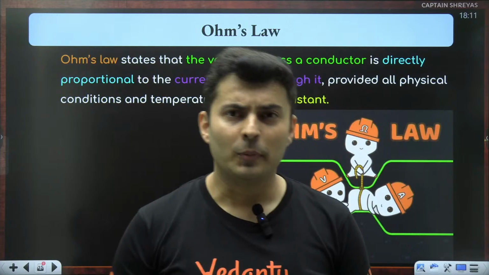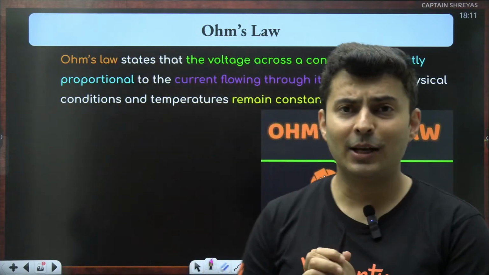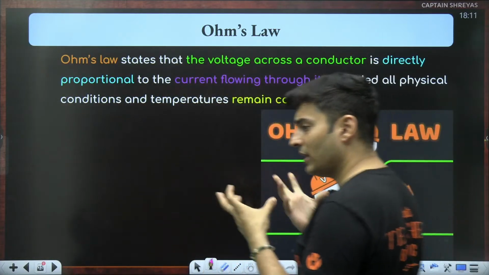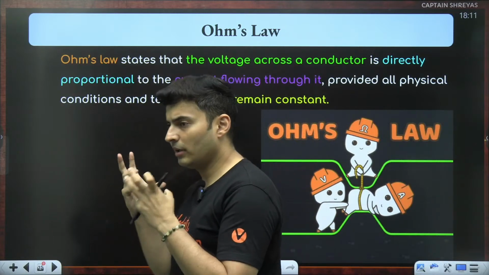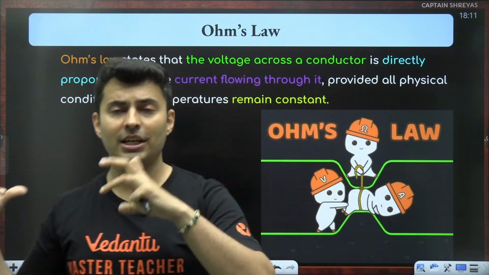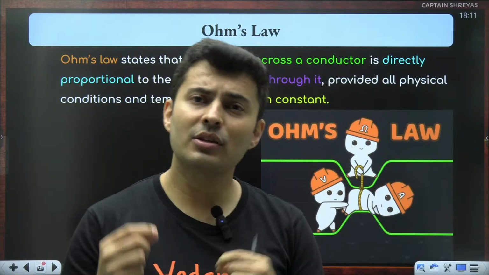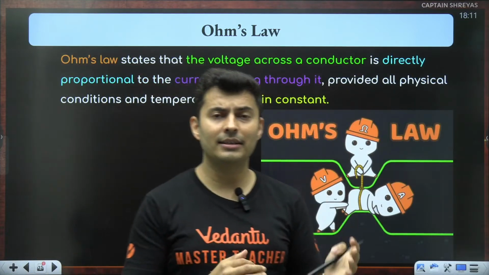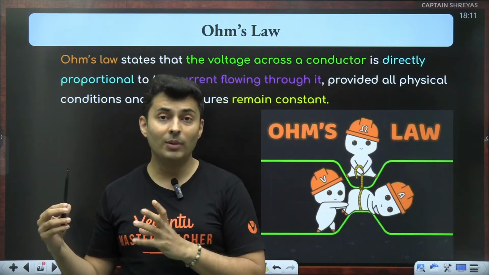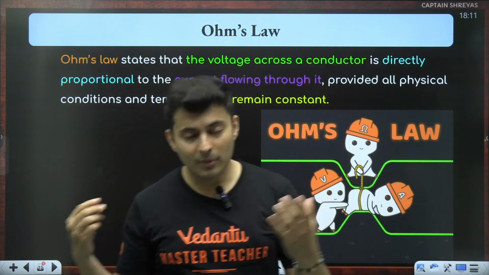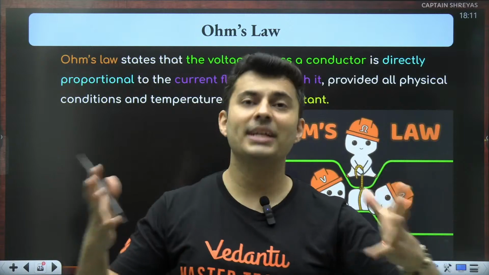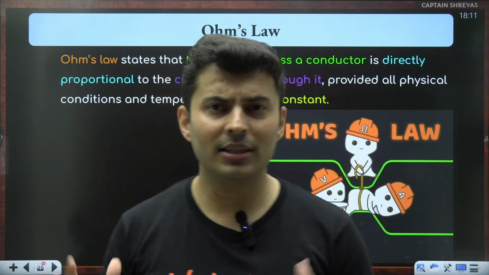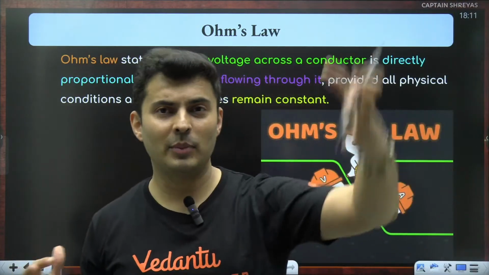Okay. Now, what Ohm did a long time back was he used different materials. He connected them to different batteries. He checked the voltage across each and saw how much current was flowing. And then he saw a very simple linear relationship between how much voltage has been applied and how much current flows. He saw that it was linearly proportional.